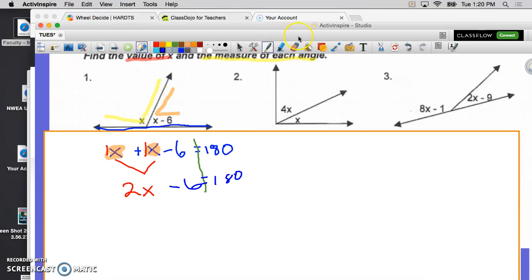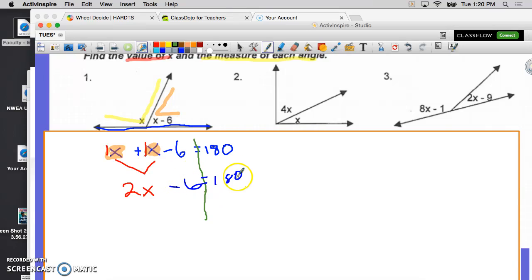Okay? So let me take one last look. Do I have any more like terms on this side? No. Do I have any like terms on this side? No. So now what I'm going to do is focus on getting x by itself. So I know what x equals. To do that, the first thing I'm going to do is get rid of the number that is not closest to the x. Okay? Which is going to be the negative 6.